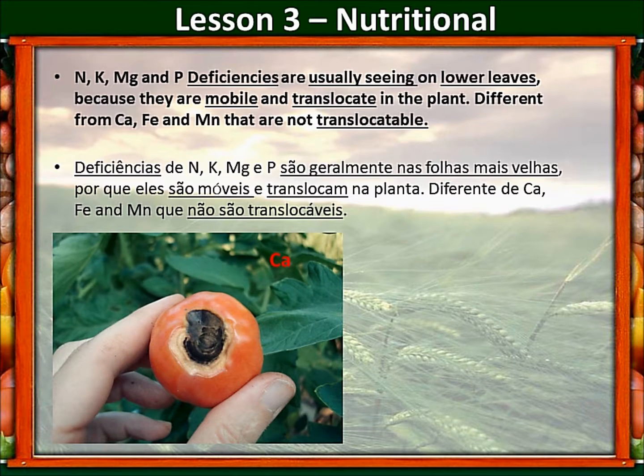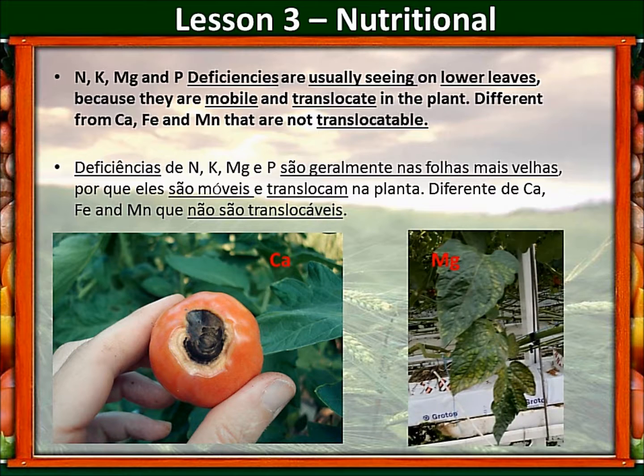A típica pinta preta do tomate, né? Deficiência de cálcio, calcium deficiency, and also deficiência de magnesium, again, no tomate. Fiz um videozinho nessa estufa, eu vou dar um zoom e depois eu vou voltar com a câmera. Note como você vê que essa deficiência é típica na folha mais velha. Vamos ver no vídeo?